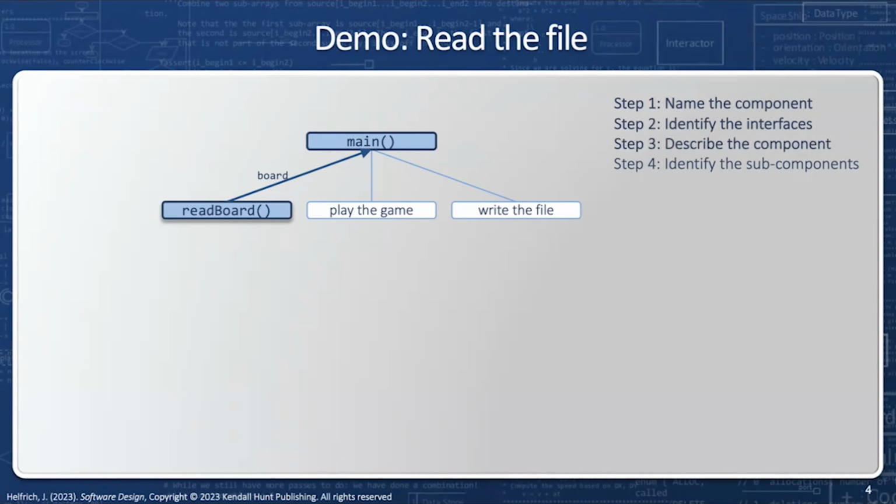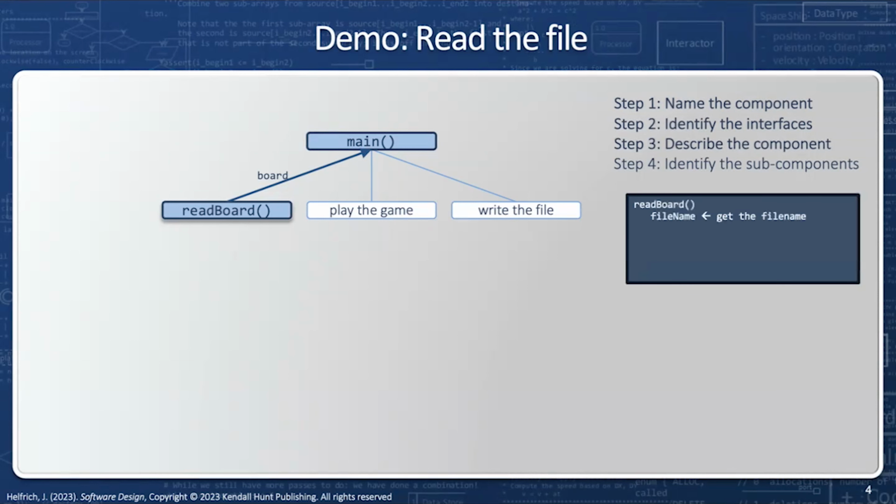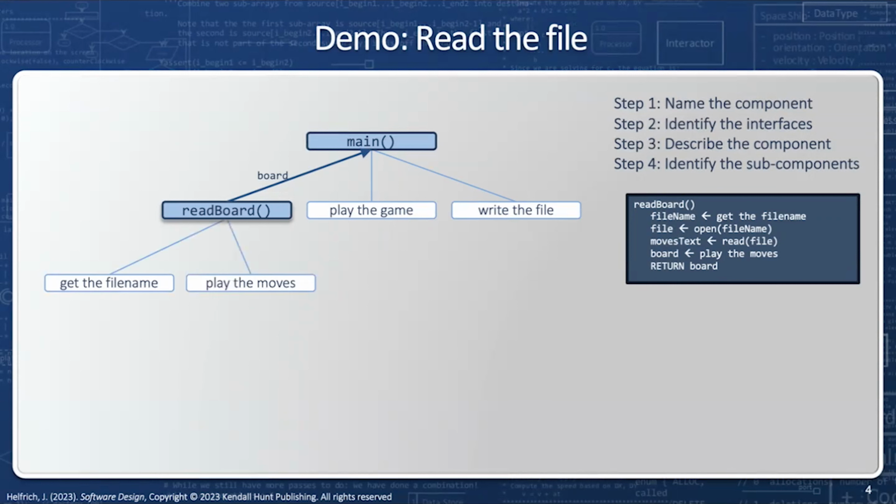Now we'll describe the component. And once again, I'll use pseudocode for this. So I'm going to get the file name, and then I'm going to open the file, and then I'm going to read the collection of moves from the file, and then I'm going to play the moves onto the board, and then I'm going to return the board. Now, some of these things are regular programming constructs like open a file and read a file, and some are not, like get the file name and play the board. I'm going to have to write those myself. So next I will identify the subcomponents, and let's see here, what is English like? Get the file name, that's one, and play the moves, that's another one.